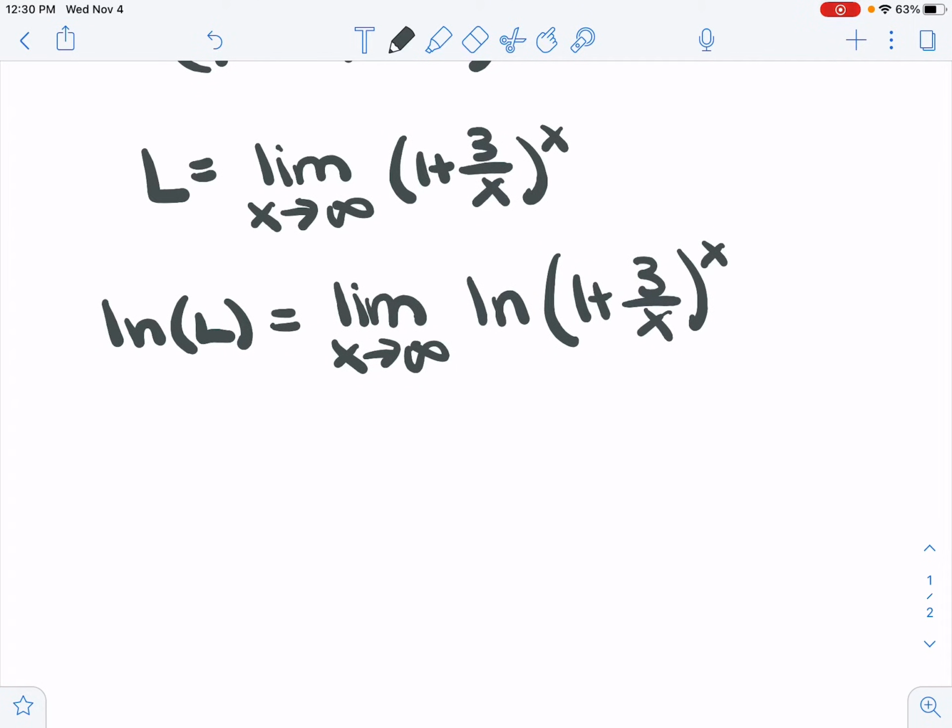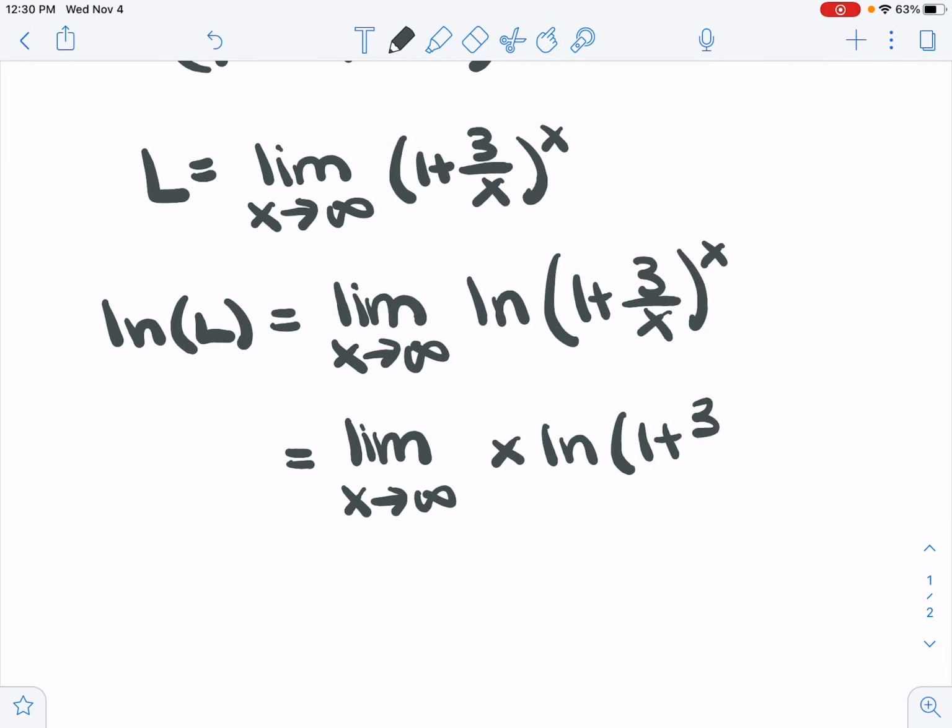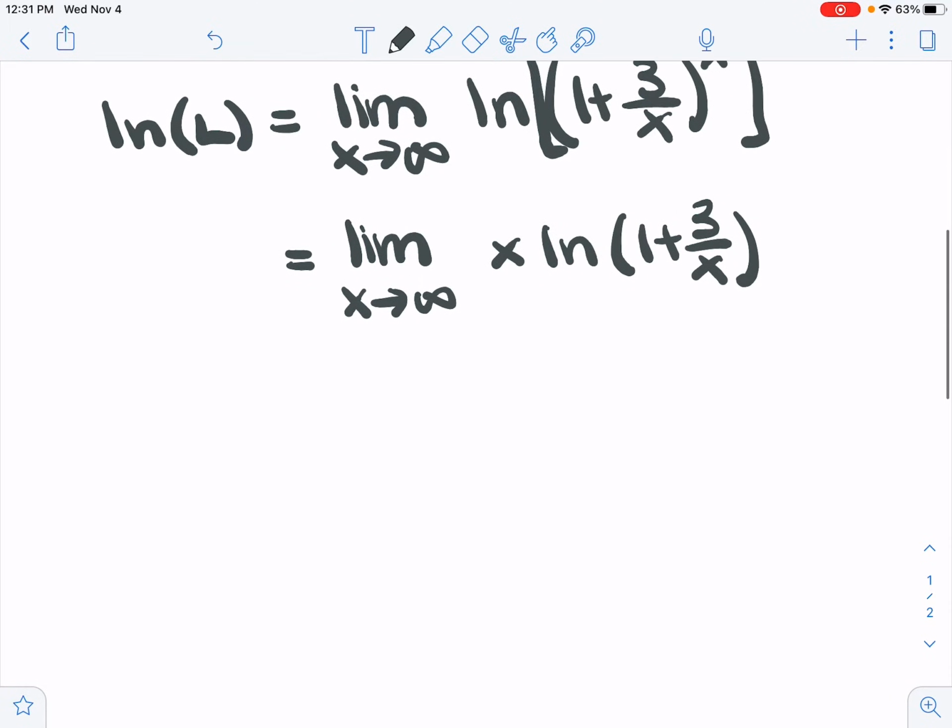And the reason we do that is that our log rules are helpful in getting exponents out of there. This is x times the natural log of 1 plus 3 over x. We used our log rule. This is the log of all of that. I guess we close that up and make it more clear. So that x comes down outside of the log, and we no longer have an exponent. And that's great, but what do we have?